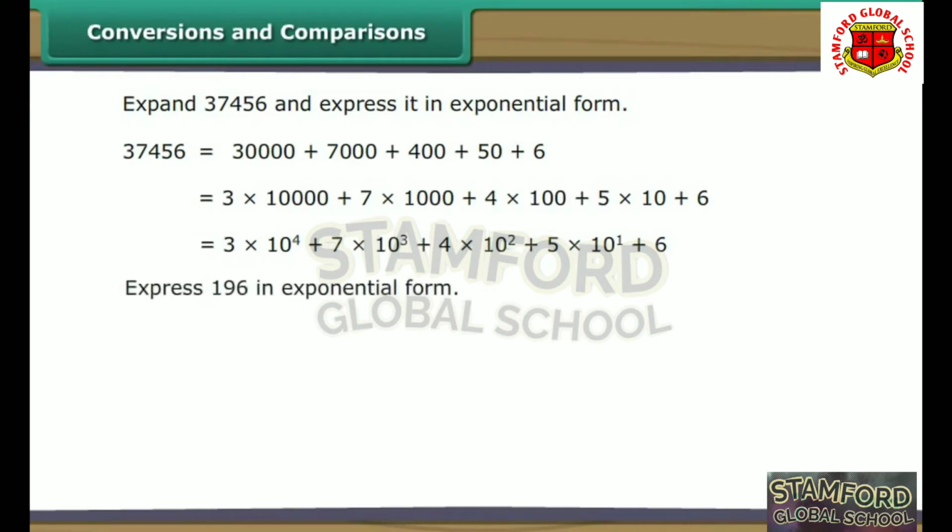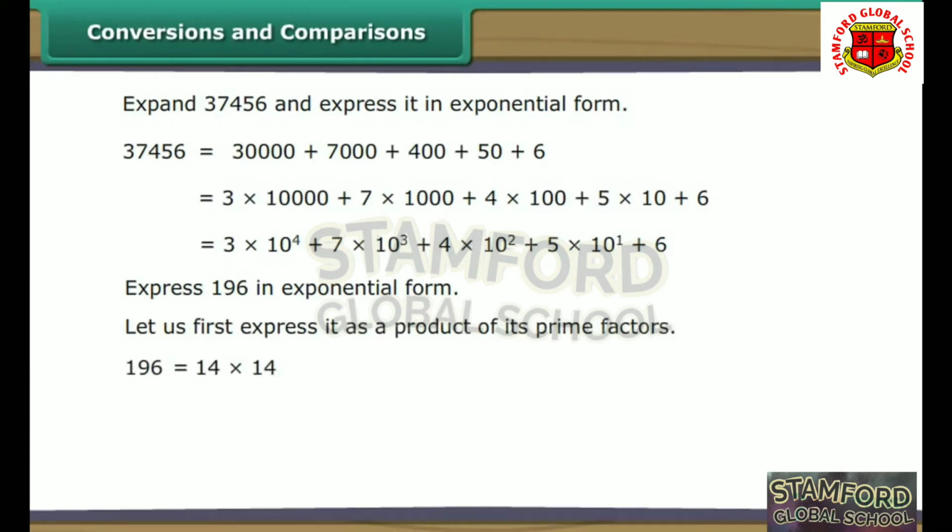Let us try and express 196 in exponential form. Let us first express it as a product of its prime factors. 196 is equal to 14 into 14, which is the same as 2 into 7 into 2 into 7. We can rewrite it as 2 into 2 into 7 into 7. We can now express the prime factors in exponential form. Therefore, 196 is equal to 2 squared into 7 squared.